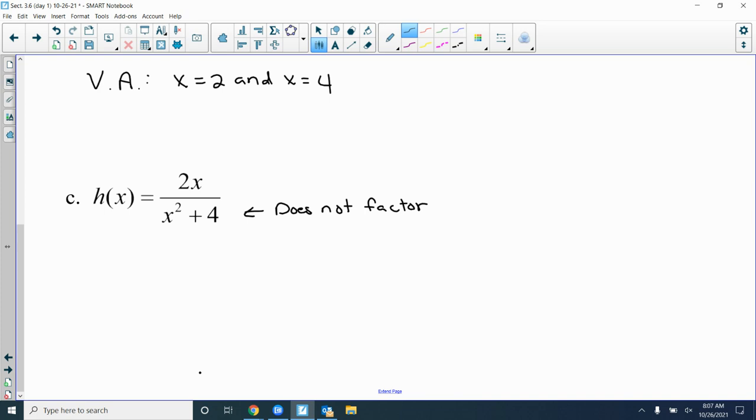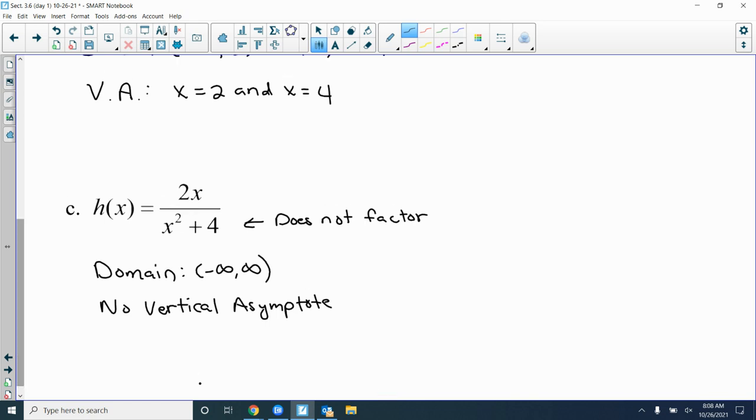So our domain is negative infinity to infinity, and there is no vertical asymptote. It does not matter where the numerator equals 0. That has no effect on the vertical asymptote.